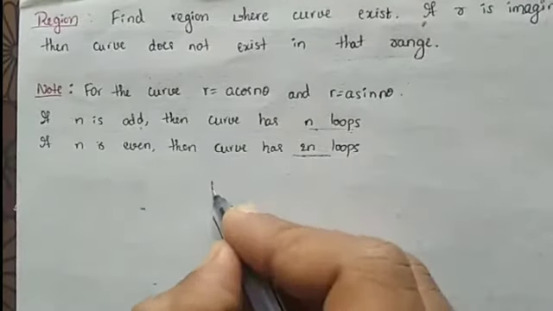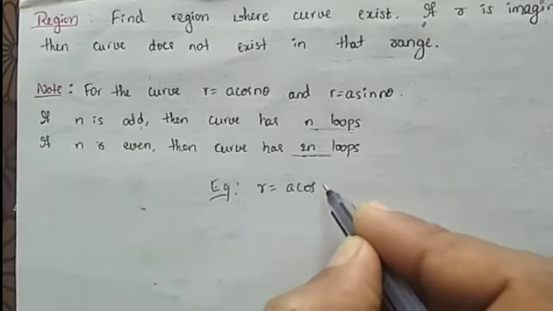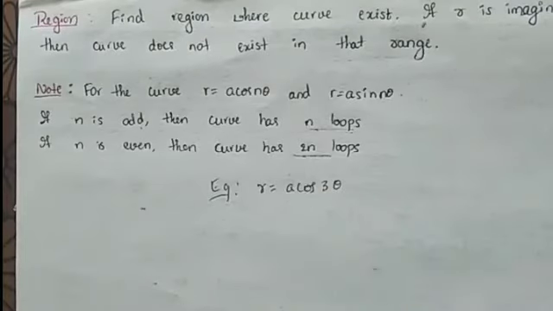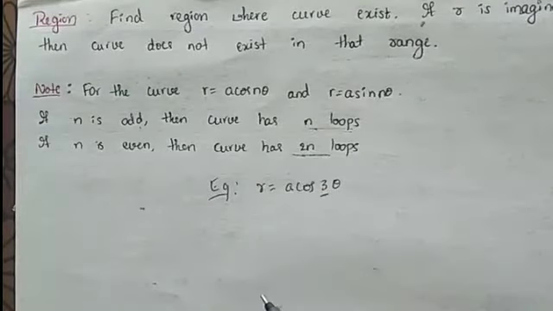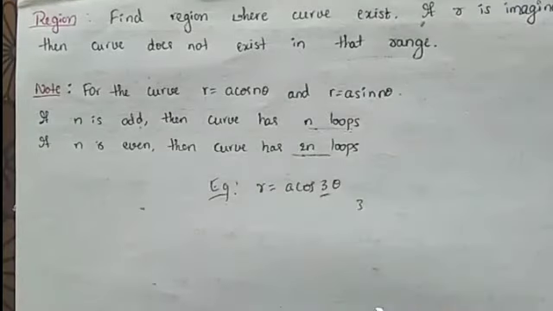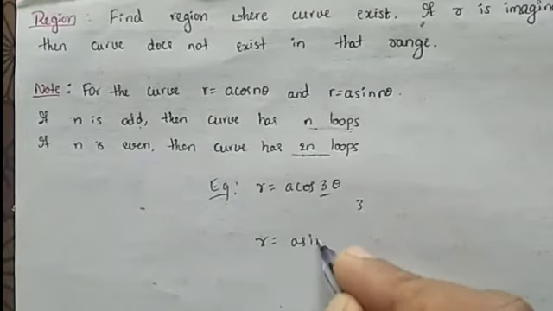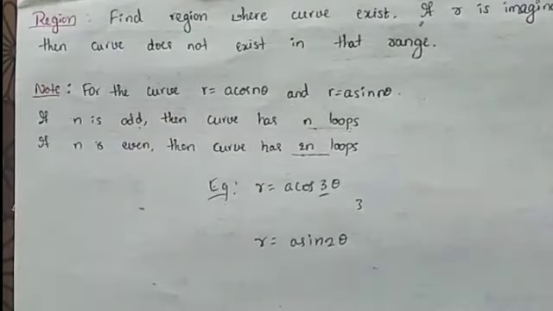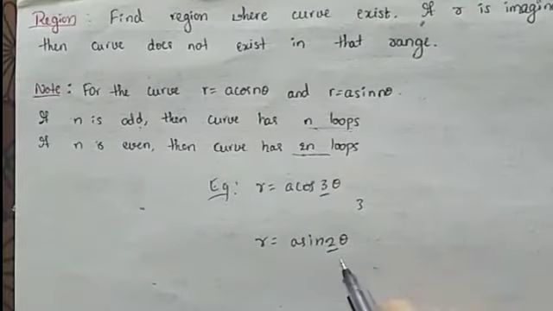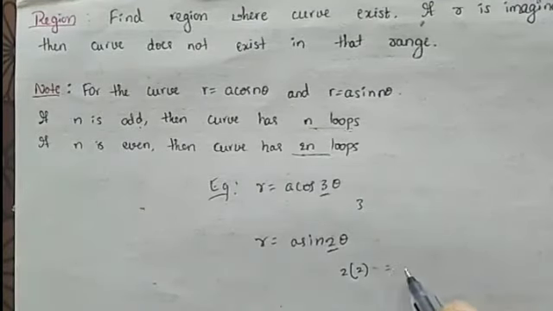For example, look here, r is equal to a cos 3 theta. In this case, the n is odd, the curve has n loops, so it has 3 loops. And also r is equal to a sin 2 theta. In this case, n is even, the curve has 2n loops, 2 into n, where n value is 2, which is equal to 4. You get the 4 loops.